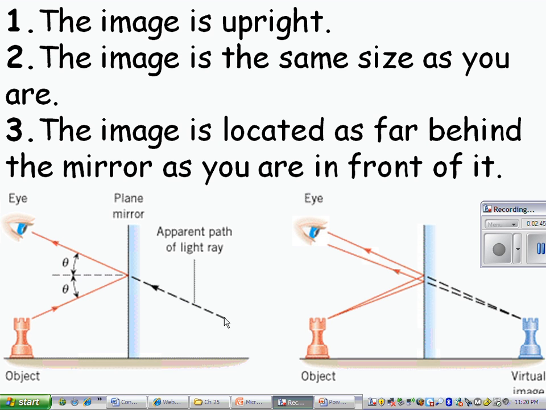This is the apparent path of the light ray, and over here, this blue chess piece, we see a virtual image. The image distance, from the mirror to the image, is equal to the object distance, which is from the mirror to the object. Those two distances are the same. The size of the image looks like the same size as the object. The image distance equals the object distance. And the image is also upright, and this is called a virtual image.